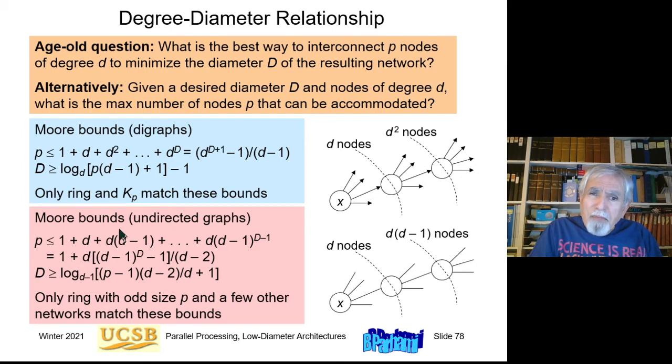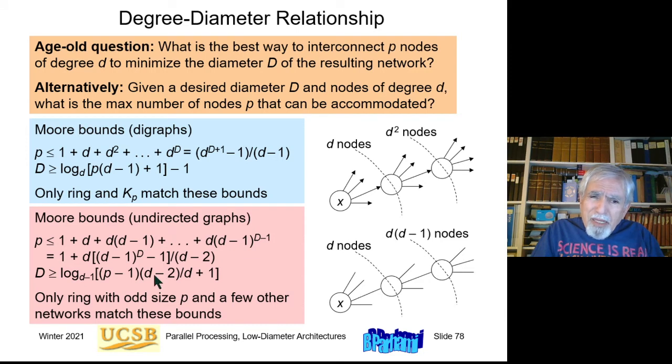In other words, the number of nodes is strictly less than this number, but the diameter is strictly greater than this number. Okay, when you go to undirected graphs, we still start with one node. It has d neighbors, but then each of those has d minus 1 other neighbors, because one of the neighbors is already used here. So the expression is given here. Again, d minus 2 divided by d, let's take that to be roughly 1. So this is still log of p minus 1 in base d minus 1, of the same order of magnitude as that.